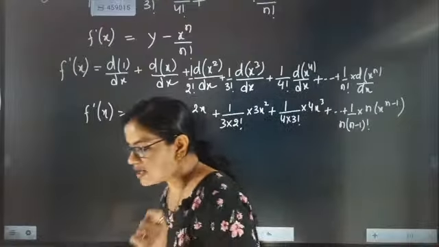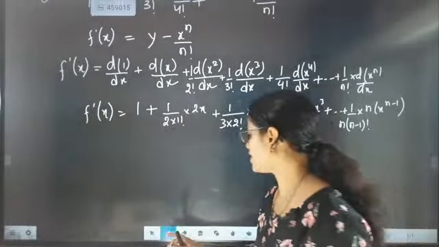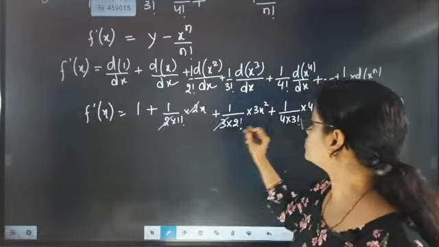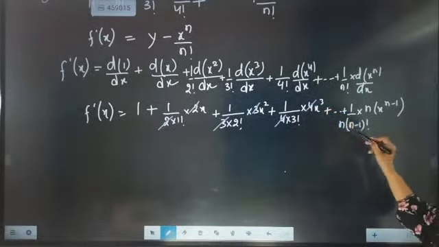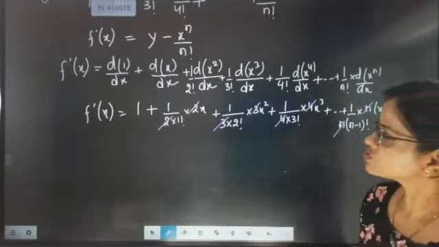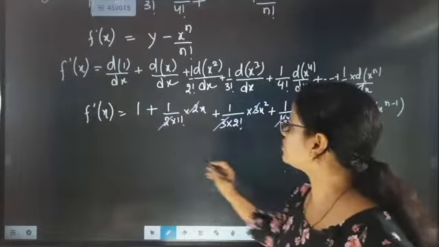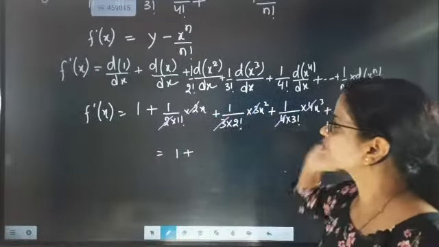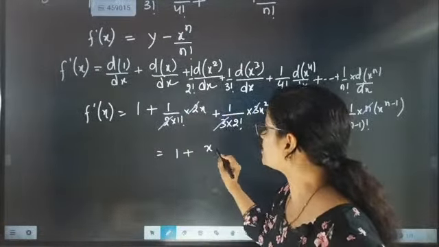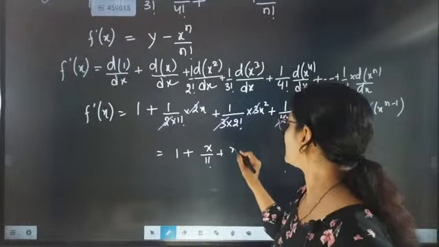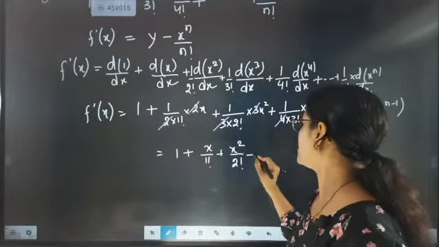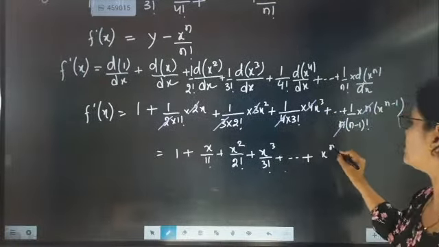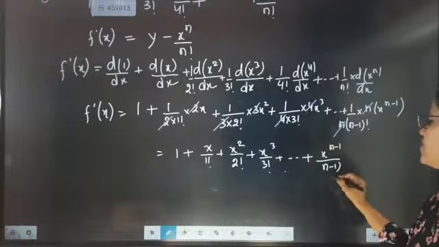So now look here, we have to just do one thing, we have to start cancelling. So n and n got cancelled. After cancelling, what are you getting? Check this one nicely. It is exactly going to come as 1 plus x by 1 factorial plus x square by 2 factorial plus x cube by 3 factorial, and it will go till x to the power n minus 1 by n minus 1 factorial.